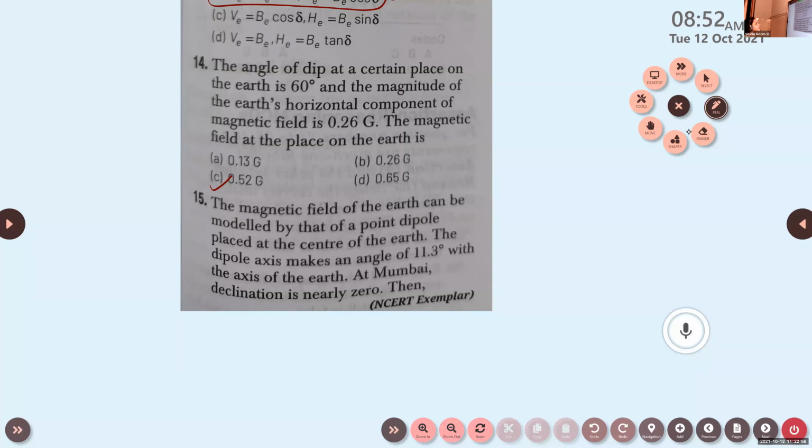The magnetic field of the earth can be modeled by that of a point dipole placed at the center of the earth. The dipole axis makes an angle of 11.3 degree with the axis of the earth. At Mumbai, the declination is nearly zero. Then, please go through the question. In the next slide, we have the options.